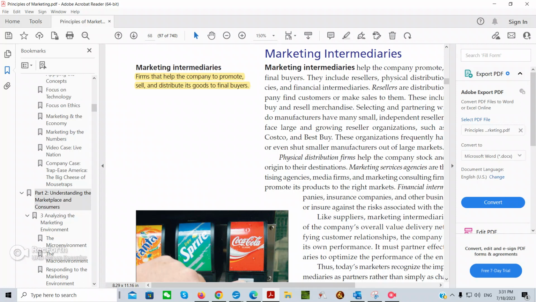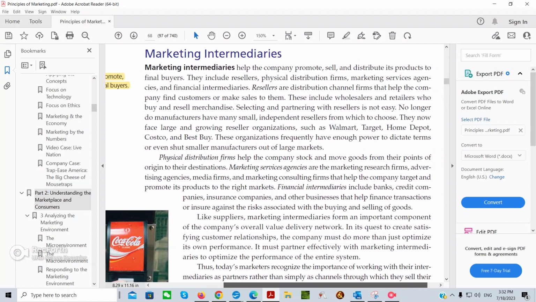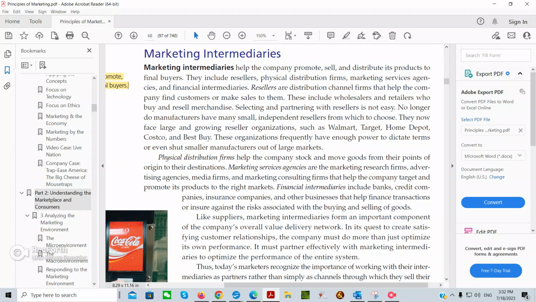Now, oftentimes you might contract out another marketing intermediary to do a job better than the company can do, and that is worth the money you pay because otherwise, if you do a poor job, you just won't get business. Okay, so you have to give up something to get something. That's the idea. Now, marketing intermediaries help the company promote, sell, and distribute its products to final buyers.